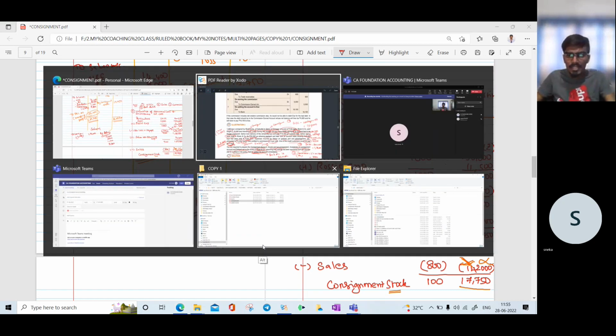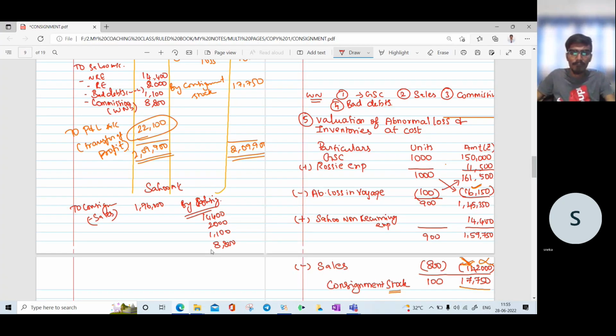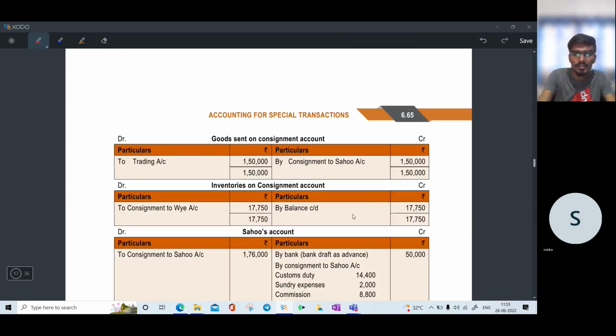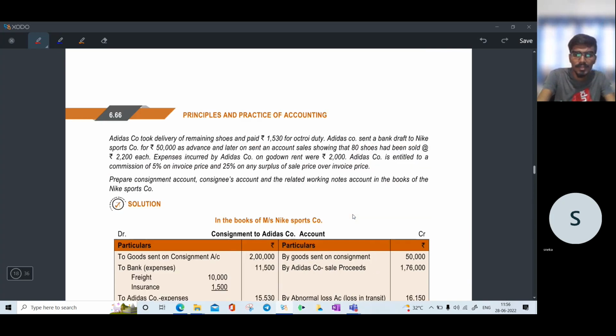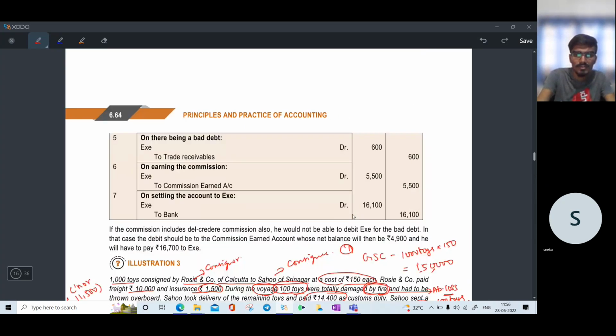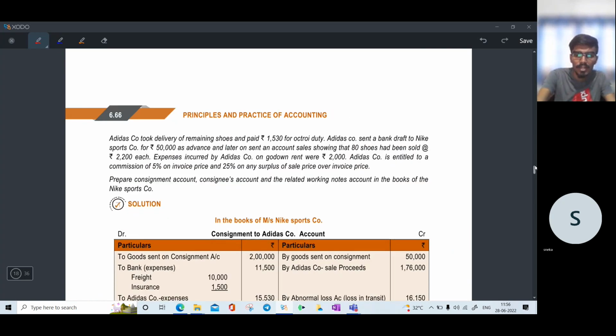Is there any bills receivable or bills payable? Yes, this one: 50,000 as an advance payment, right? It is paid as an advance. So it is bills receivable for me. And we can say it as a bank account also.